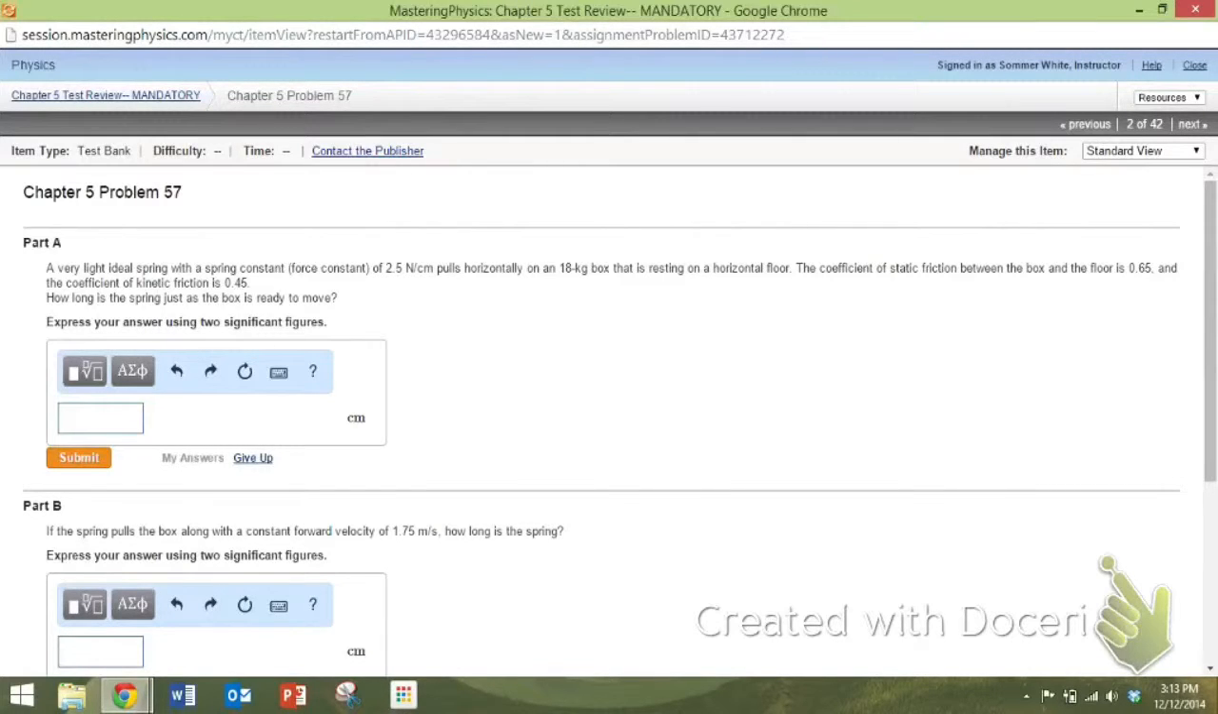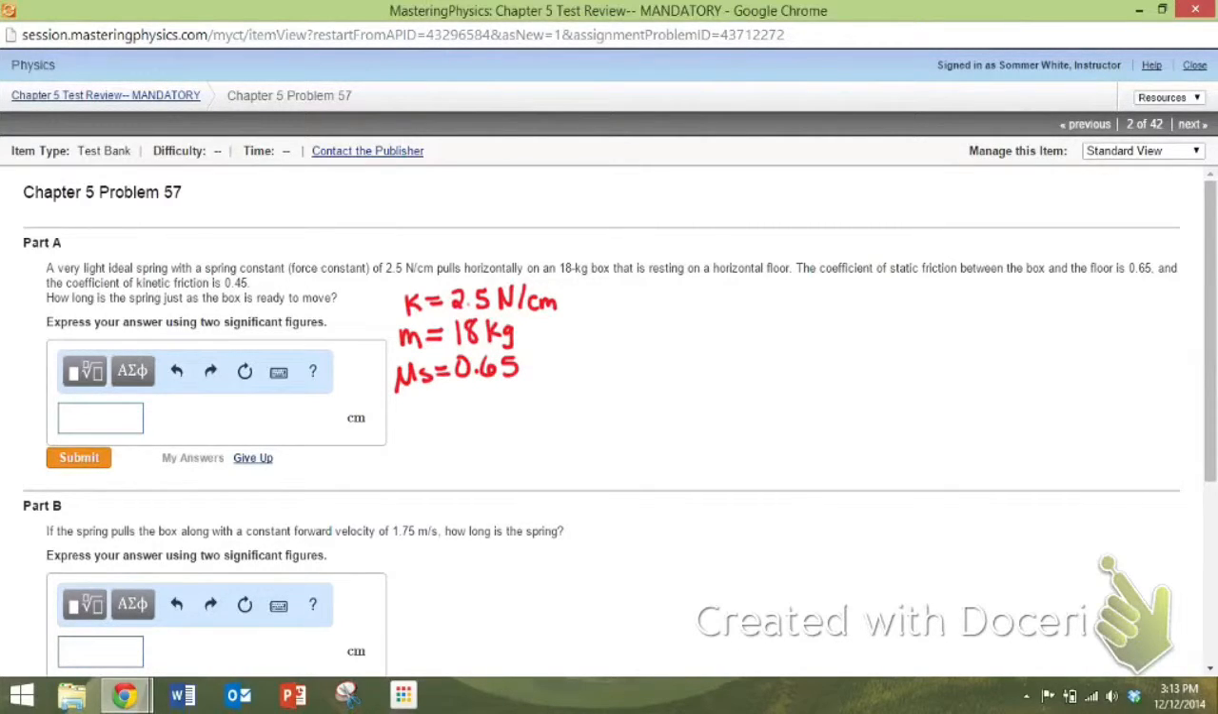That means it's already stationary. Because we're dealing with the box being stationary, we're going to be dealing with static friction. So let's start by taking inventory of all of our knowns and unknowns. We know that k is equal to 2.5 newtons per centimeter. We're also given that mass is equal to 18 kilograms, and that the coefficient of static friction is 0.65, and that is a unitless number.